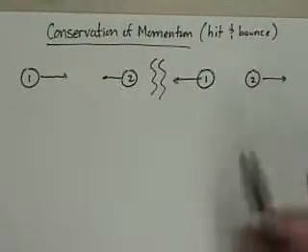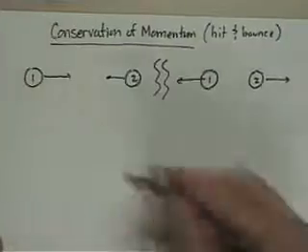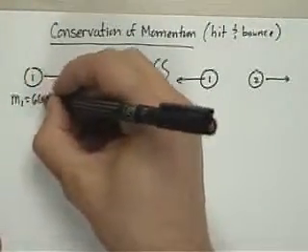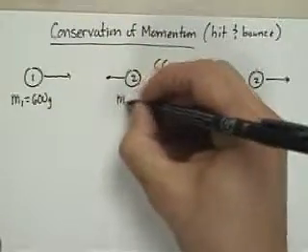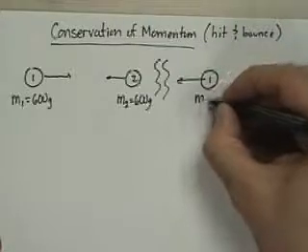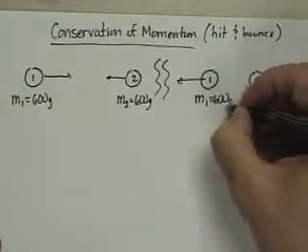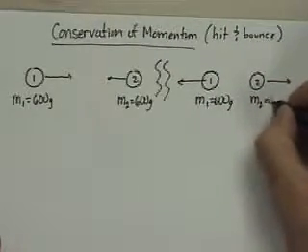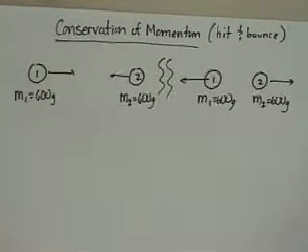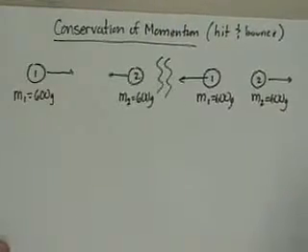Okay? Now, I'm going to tell you some information. I'm going to tell you that the billiard ball is 600 grams. And so all the billiard balls are the same, so they all weigh 600 grams. The fact that they all weigh the same means that we're probably going to be able to cancel them out eventually.